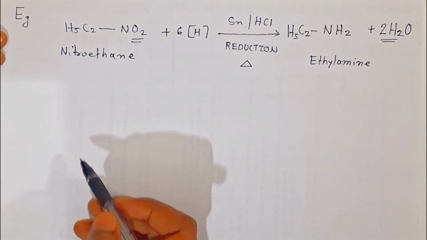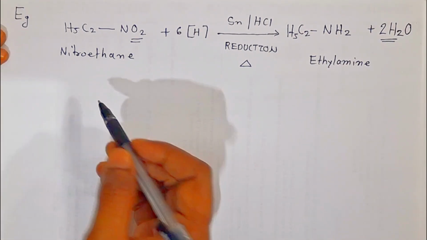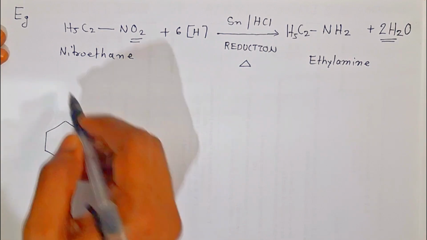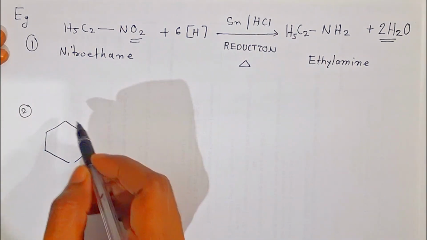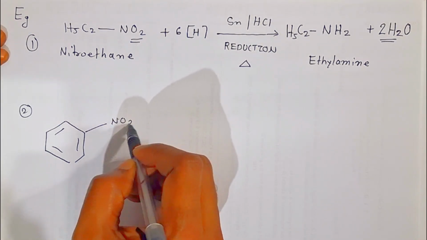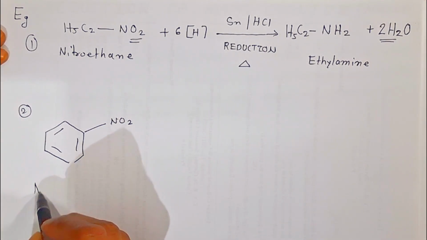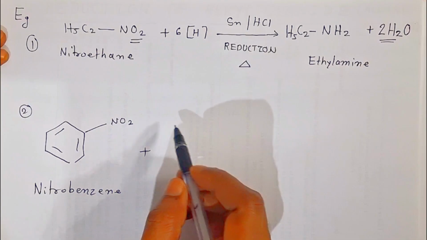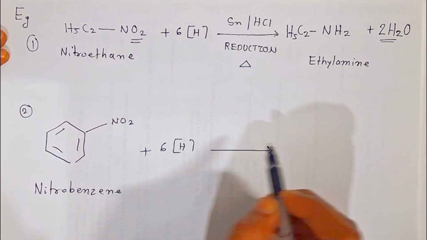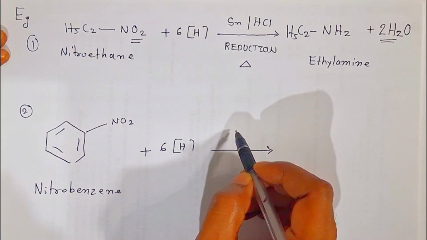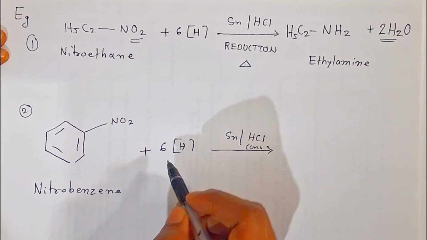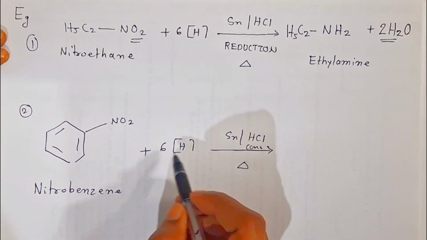Okay students, similarly you can take aromatic nitro compounds. Say for example, suppose you are taking, this is the first example and this is the second example. Now here I am taking an aromatic nitro compound, that is nitrobenzene. This is nitrobenzene, students. Now it combines with 6 hydrogen atoms. From where are these 6 hydrogen atoms coming? When tin is in contact with concentrated HCl and you heat it, you will get nascent hydrogen.